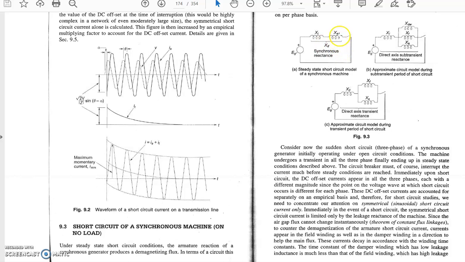One is the steady state condition where XF and XA are in parallel. Then the subtransient condition, when XDW, XF and XA are in parallel, in series with XL, the leakage reactance. And the third one is the transient condition, where the XDW damper winding constant first dies out and XF and XA become parallel, in series with XL. Finally, the steady state condition is reached when the current in the field winding has died out and only XA and XL come into the picture.